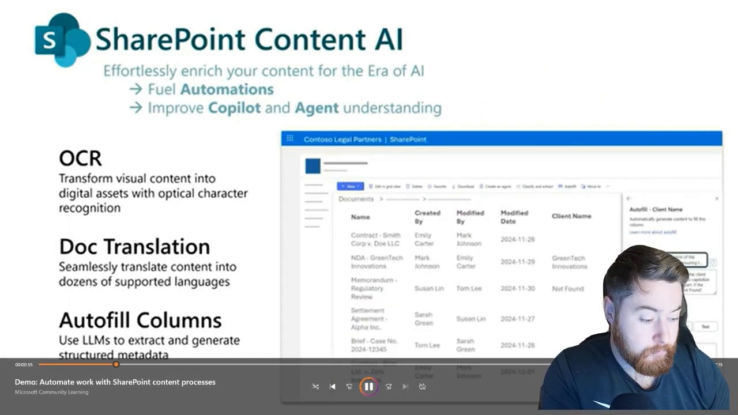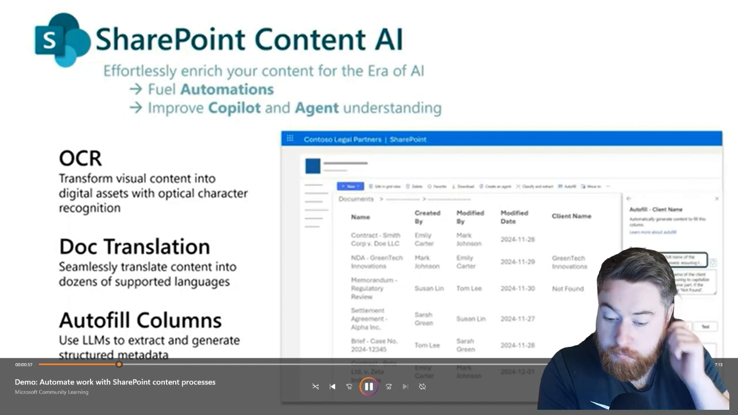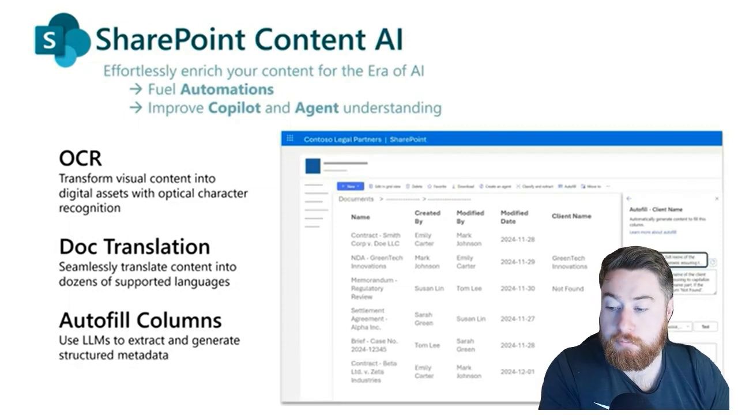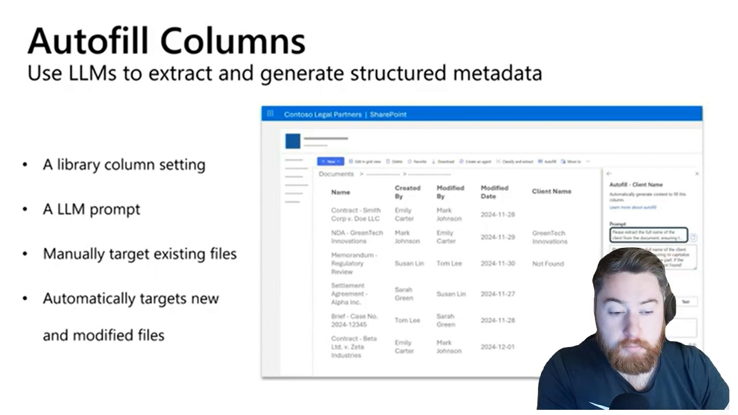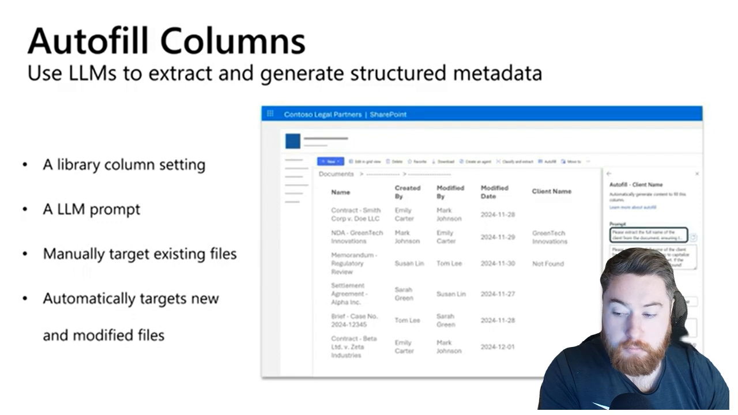OCR and document translation can help improve AI understanding, while autofill columns are our heroes of enrichment. You extract and generate structured metadata. What would take hours to do manually can be automated in a matter of minutes. Autofill is a library column setting that includes an LLM prompt. You can manually target existing files, and once set up, an autofill column will automatically target new and modified files too. Let's see it in action.